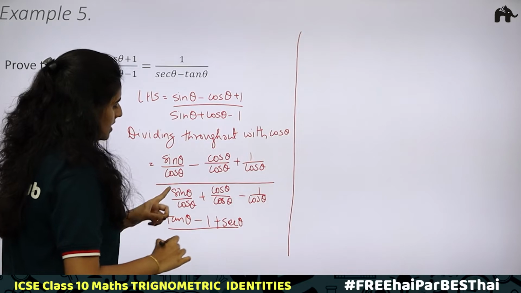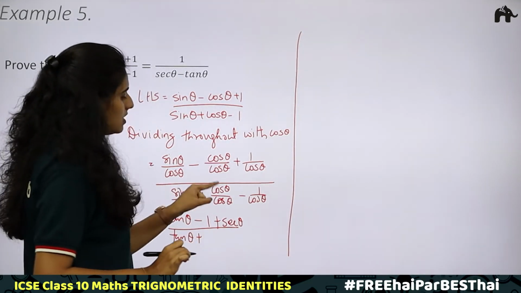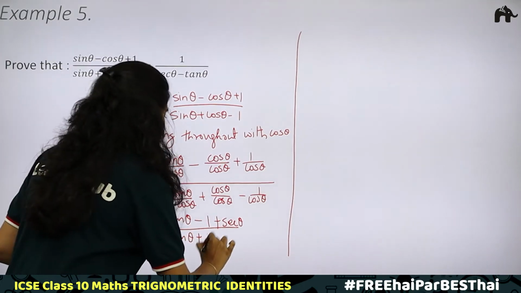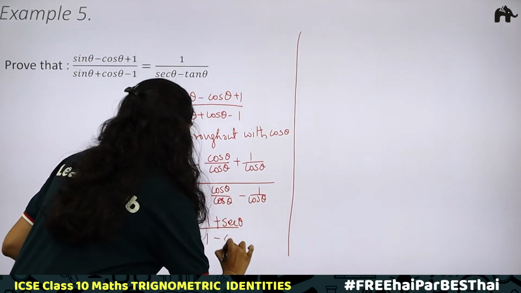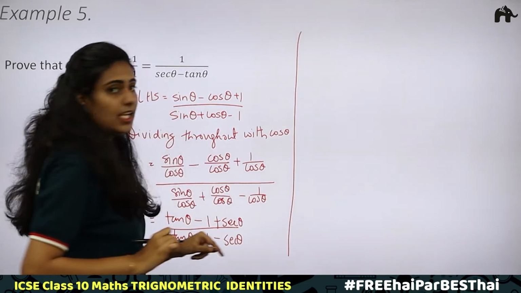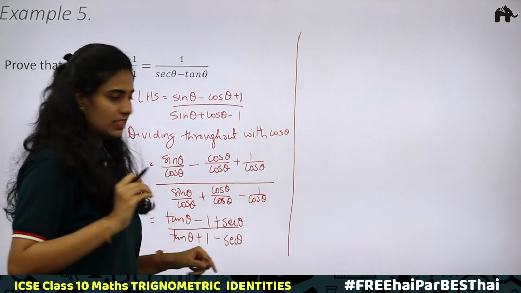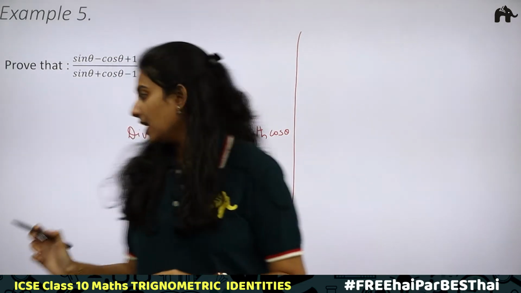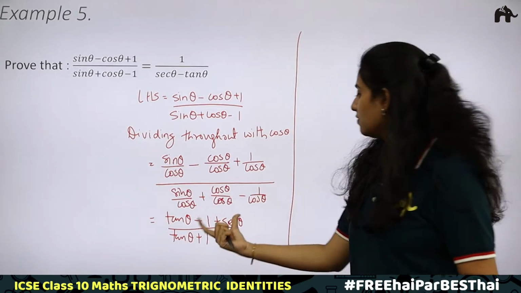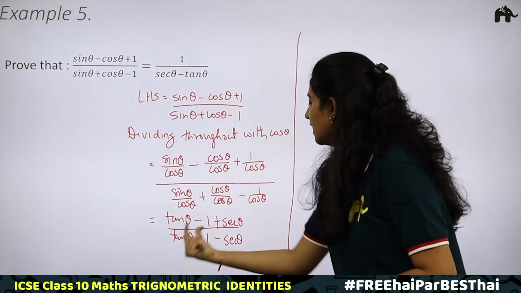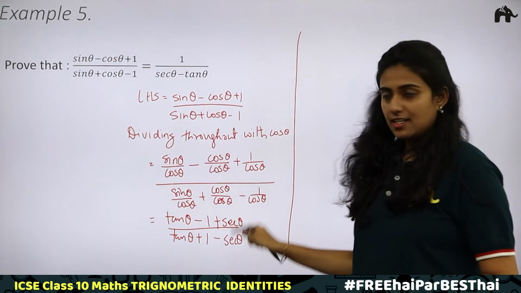Divided by, here again sin theta by cos theta is tan theta, plus cos theta by cos theta is 1, minus 1 by cos theta is sec theta. So next step we are going to multiply the numerator and denominator with a term. Okay, let's see what the term is. Here we have tan theta and minus sec theta. So from this part we are taking tan theta minus sec theta and multiplying it with the numerator and denominator.